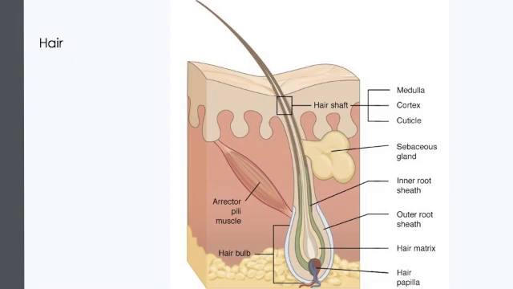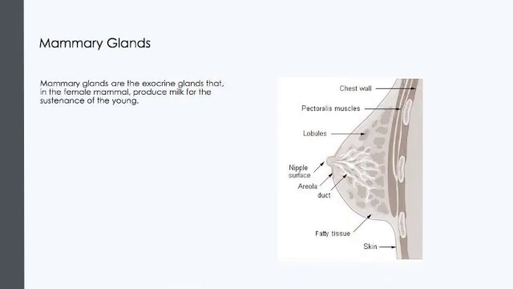And the erector pili, remember we talked about that in a previous chapter. When you get cold, the erector pili muscles contract and form goosebumps. And in this slide, we see a profile view of a mammary gland. Mammary glands are the exocrine glands that in the female mammal produce milk for the young. And remember, only mammals have mammary glands.